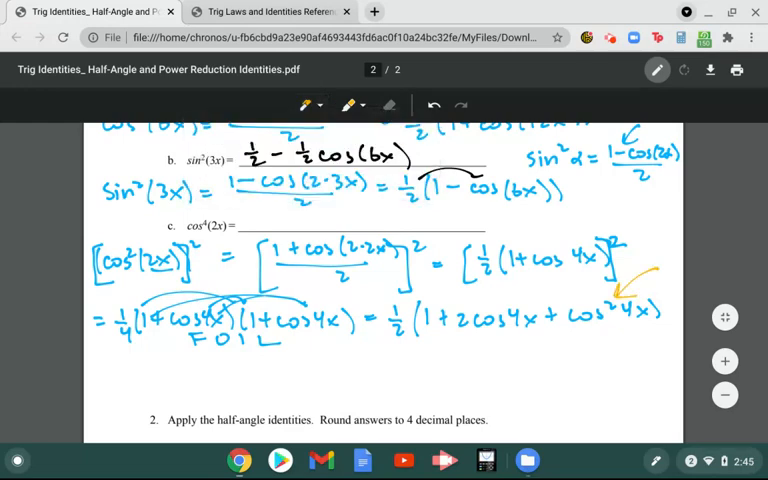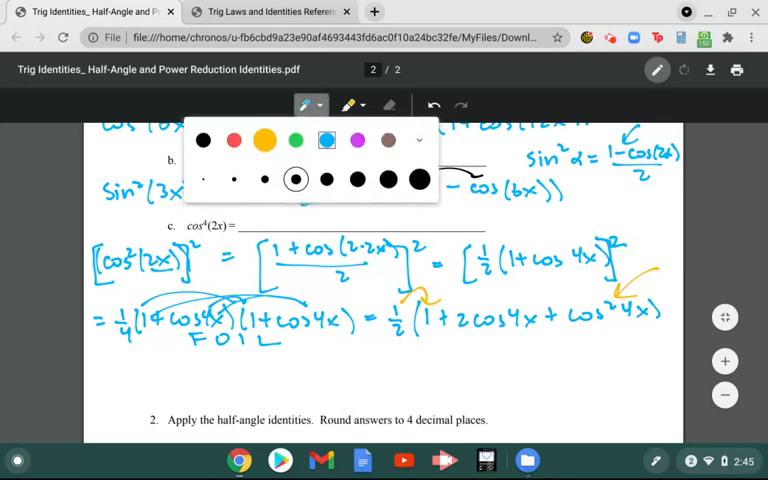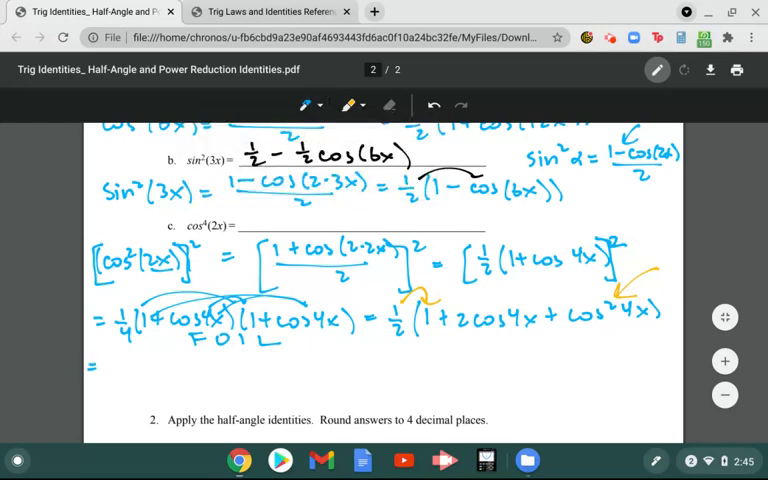Let's go ahead and simplify this a little bit, though, to start. I'm going to distribute that 1/2 through before I do my power reduction formula again. Okay, so 1/2 times 1. 1/2 times the 2 cosine 4x. So this is just going to be plus cosine 4x. Oh, and actually this is a 1/4, isn't it?